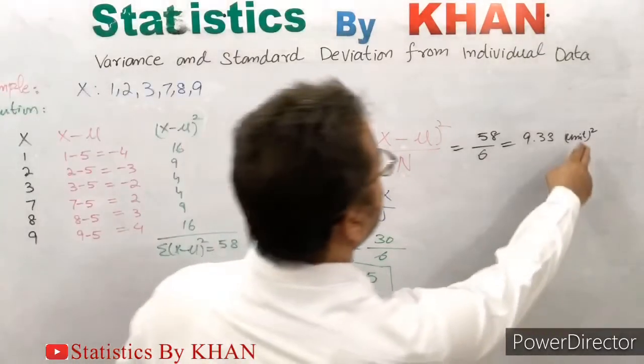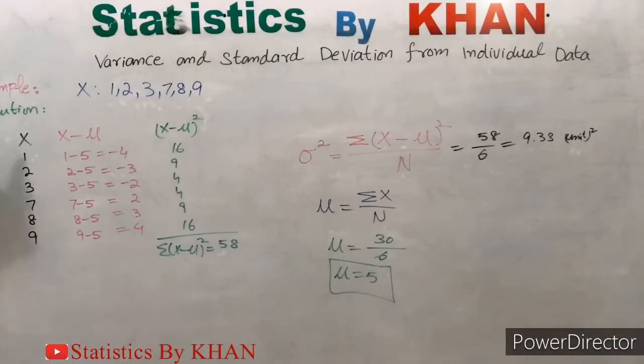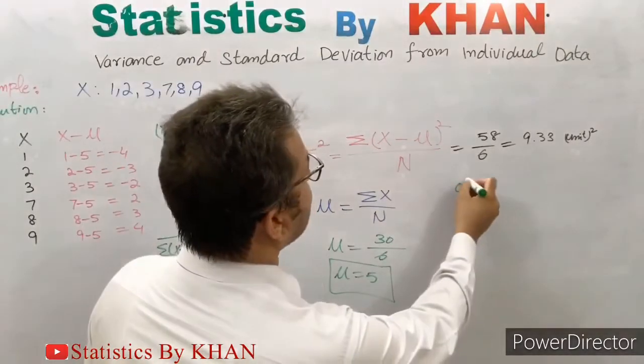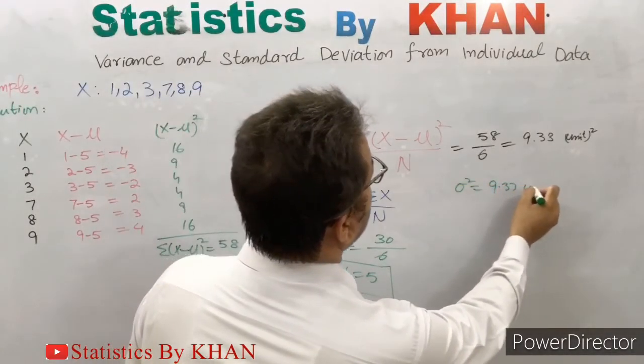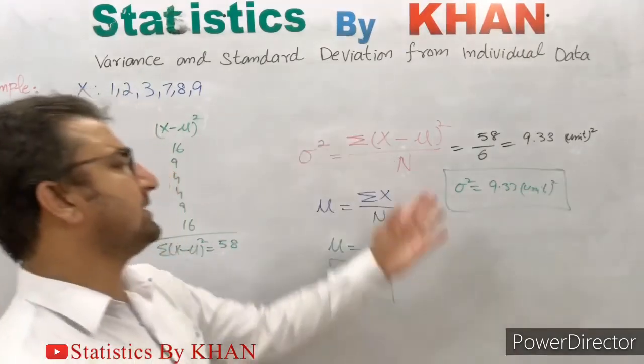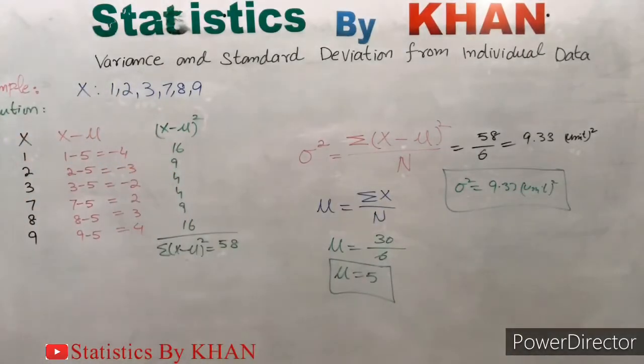This stands for the unit square. Whatever unit this variable contains will be squared. So finally, sigma square will become 9.33 unit square. This is the final answer, and this is the population variance.